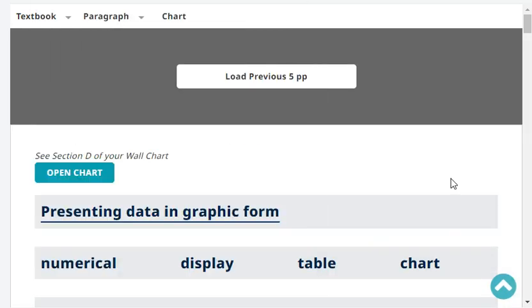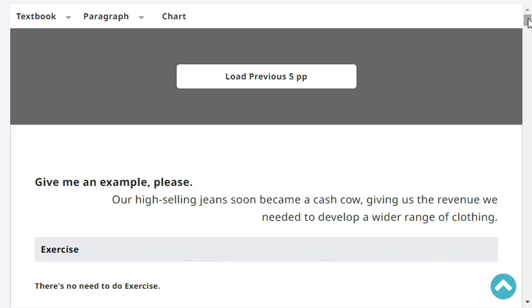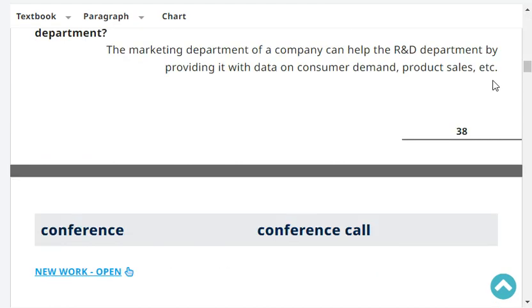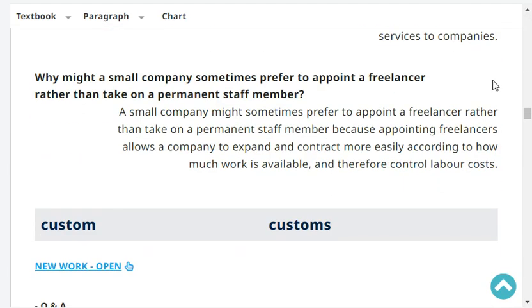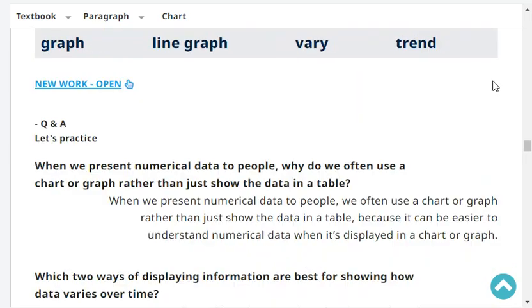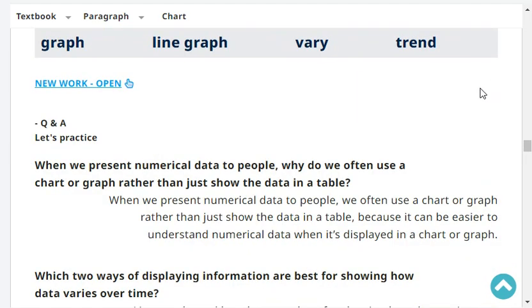Okay, so a newer type of lesson. So let's start with revision. Let me just scroll down. Okay, here we go. Ready? Yes, I am. First question.